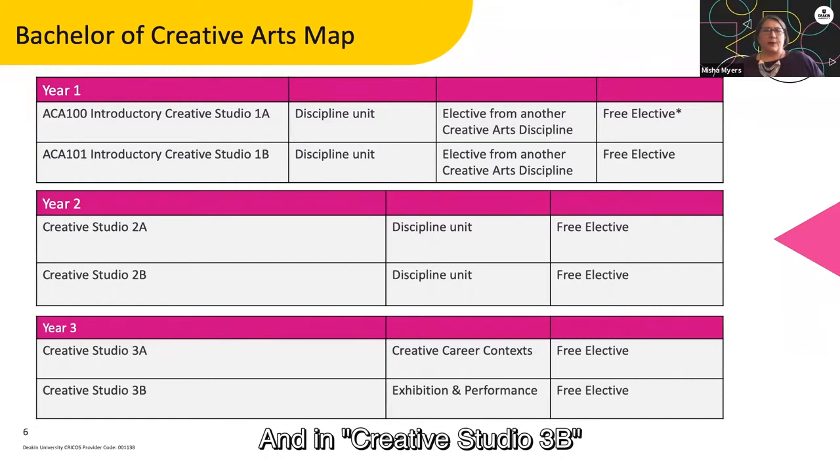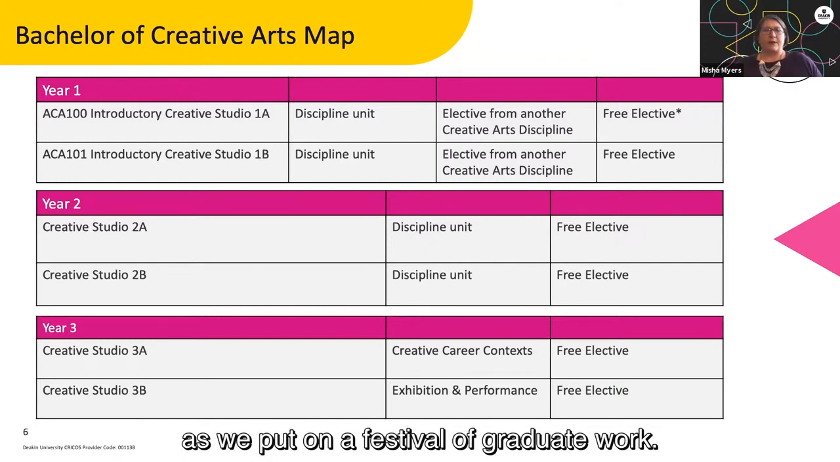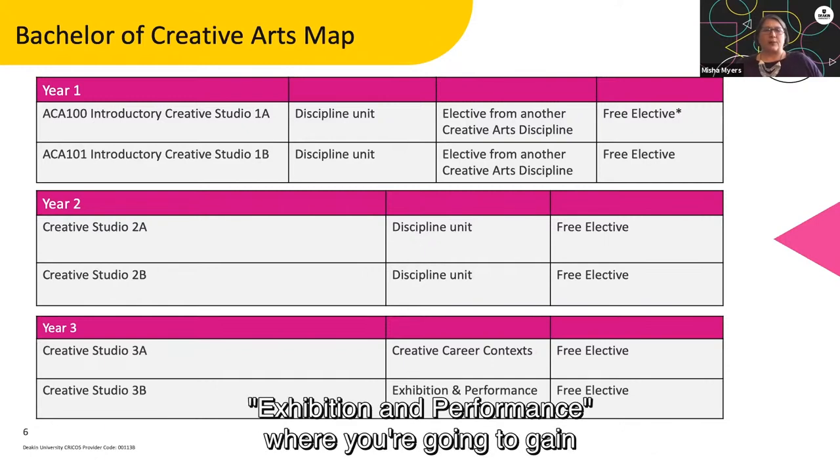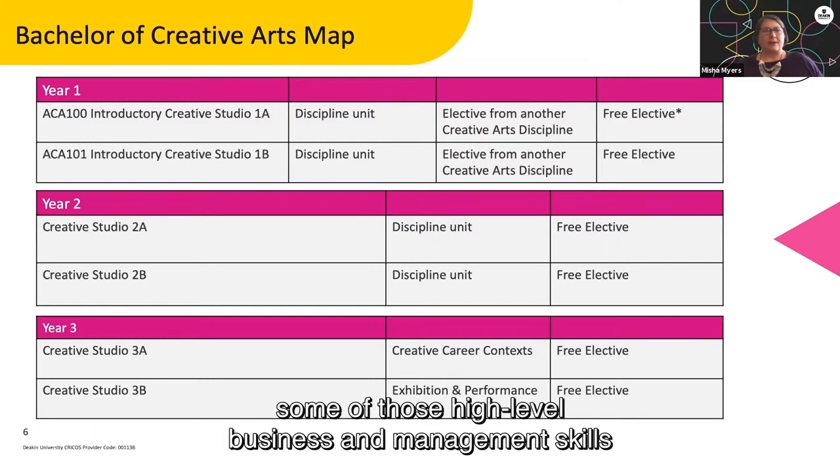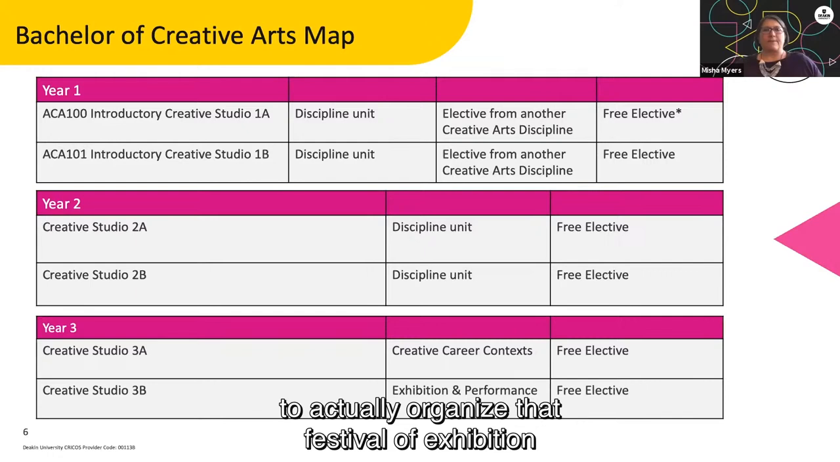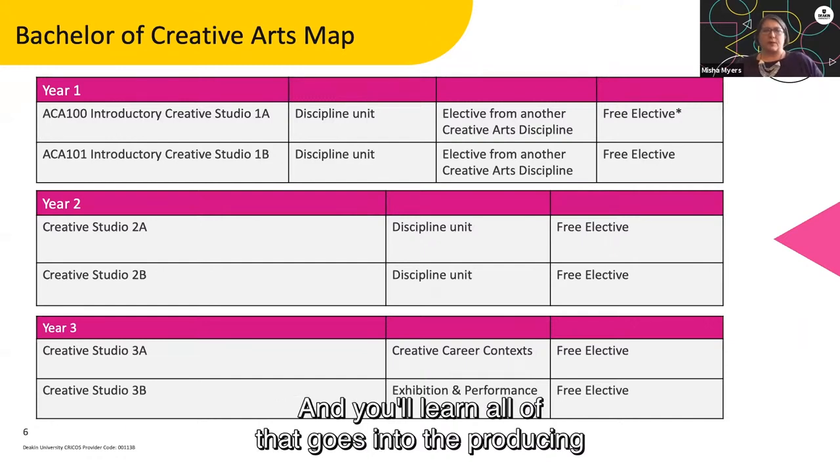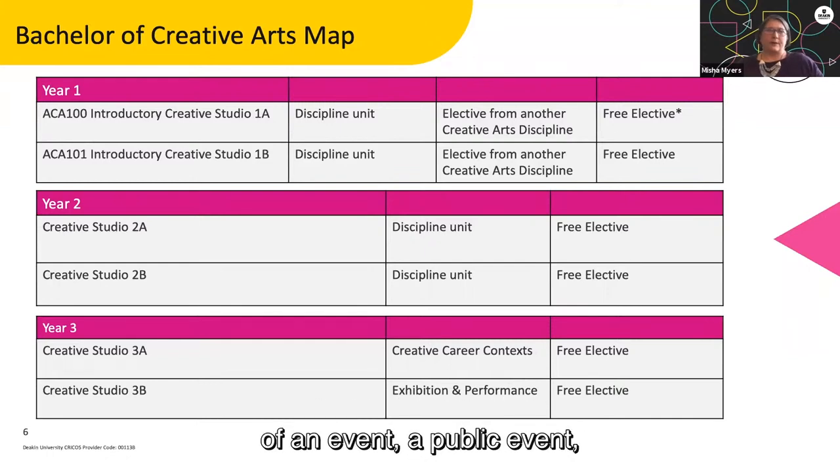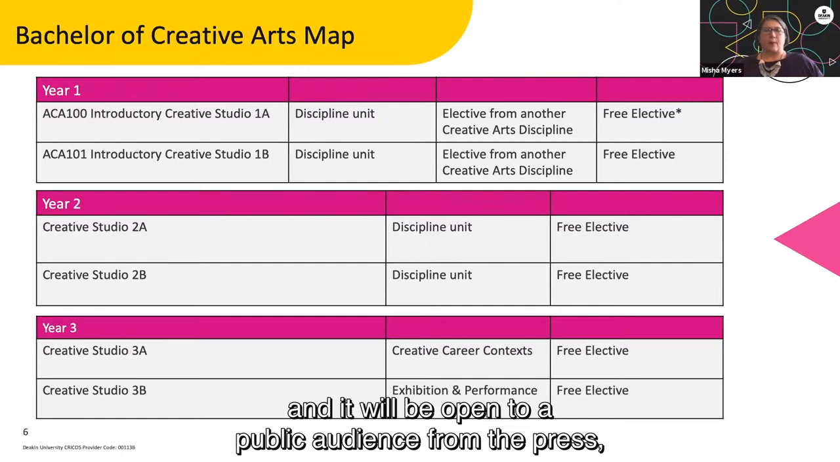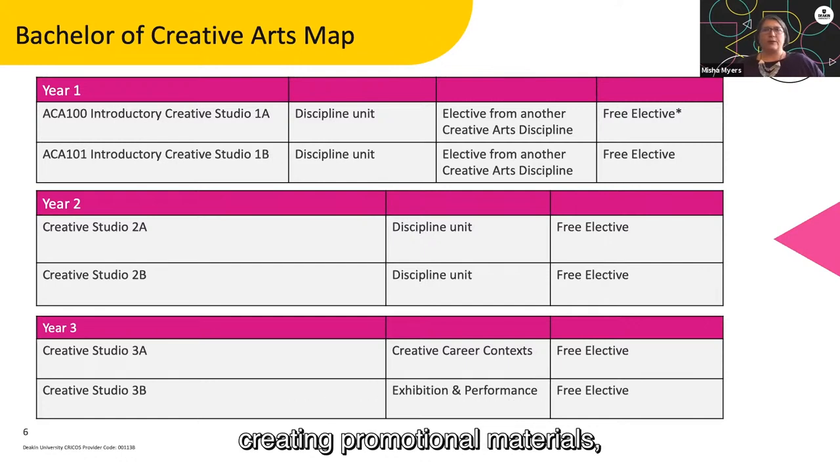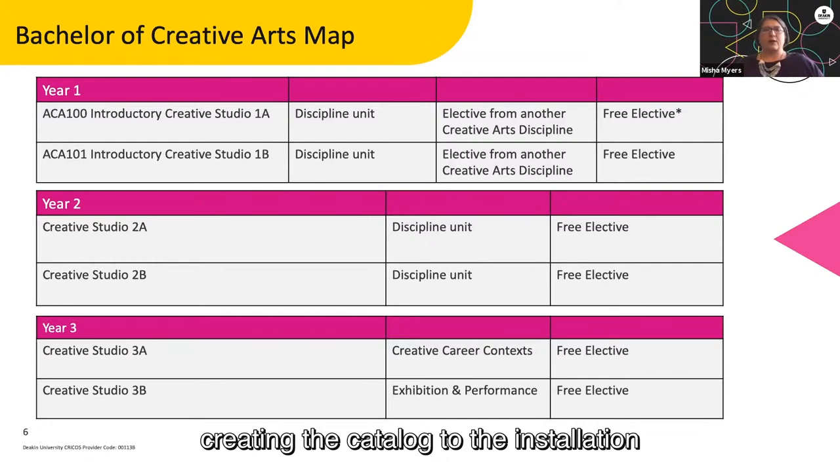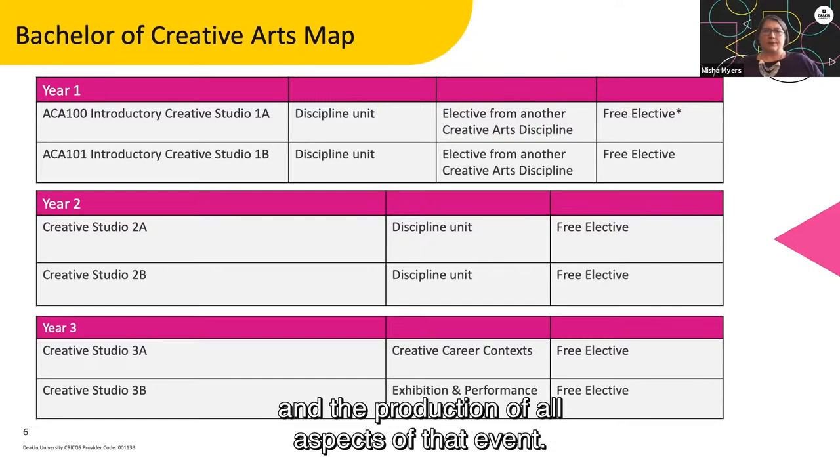And in Creative Studio 3B, that's where the culmination of the degree, the work that you make, happens as we put on a festival of graduate work. And alongside that is the unit Exhibition and Performance, where you're going to gain some of those high level business and management skills to actually organize that festival of exhibition and performances with a cohort across the arts. And you'll learn all that goes into the producing of a public event, and it will be open to a public audience, from the press, creating promotional materials, creating the catalog, to the installation and the production of all aspects of that event.